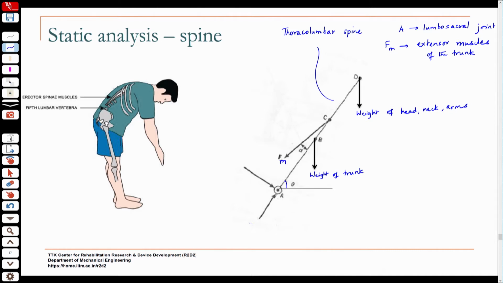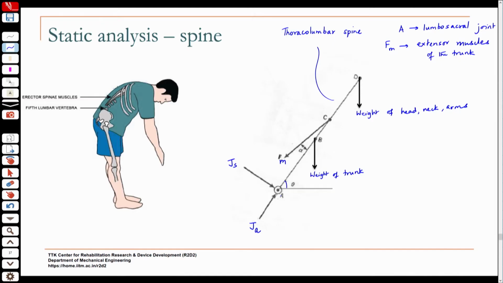And at the joint, you have a J axial and a J shear. The J axial is what causes compression of the spine, perhaps compression of the discs, and could also cause fracture of the discs, and the J shear is what could cause them to displace or slip, right? That is your shear loading. So, this is the axial load and the shear load that acts at the lumbosacral joint.